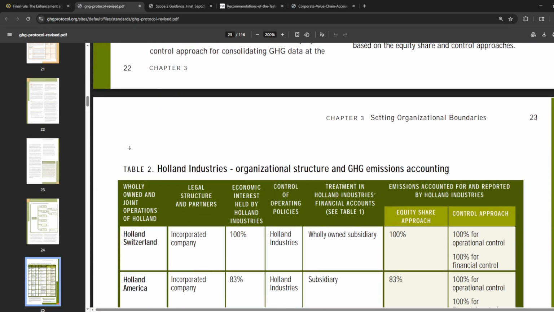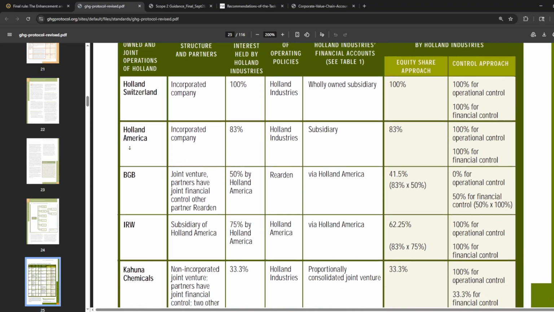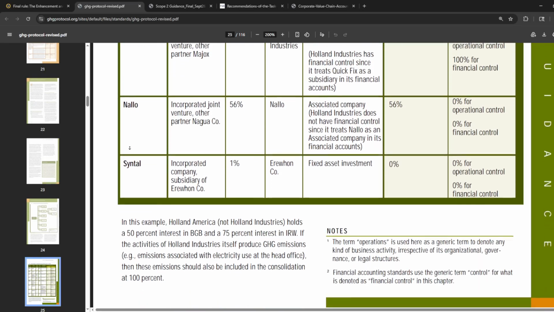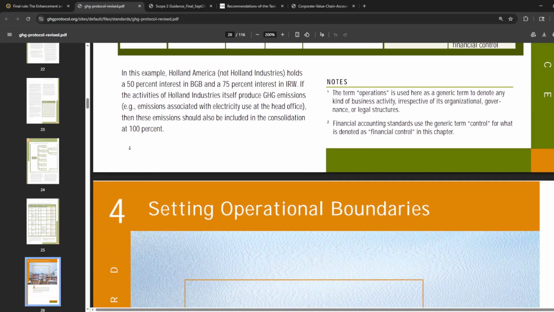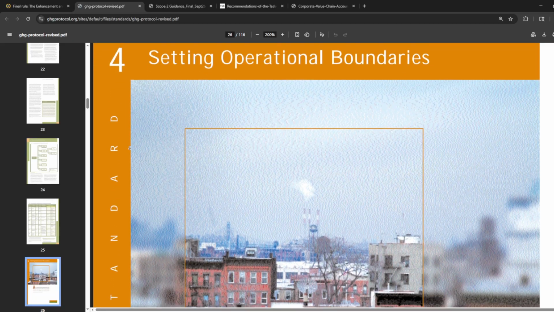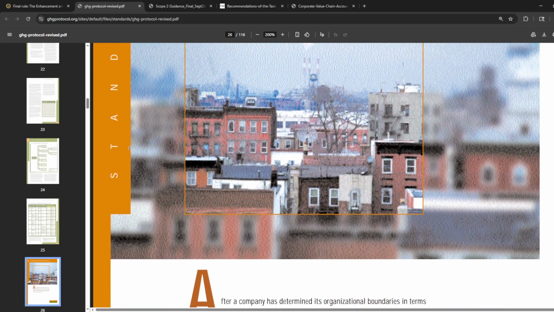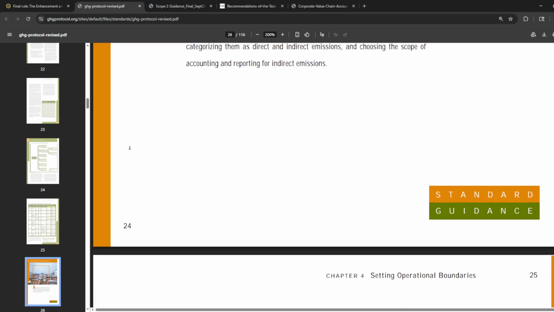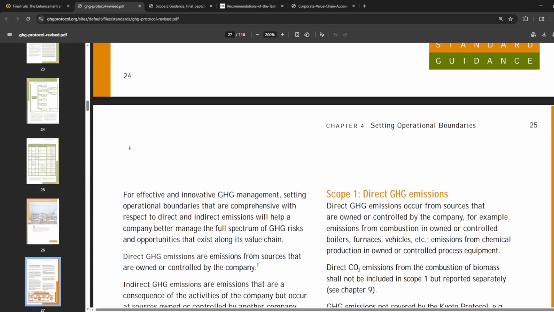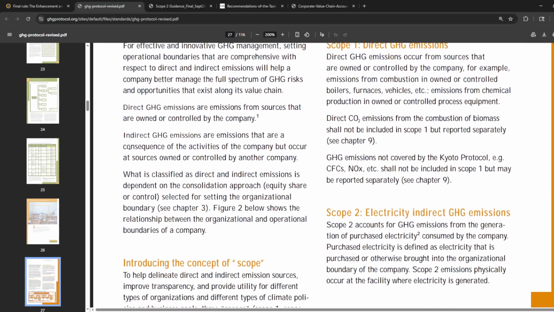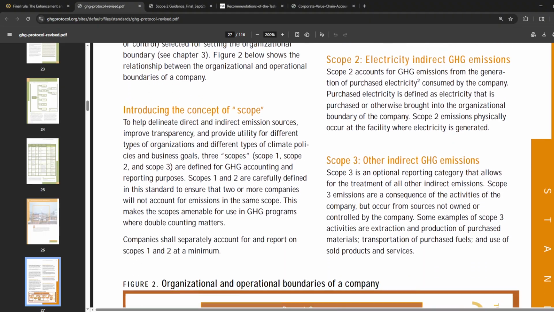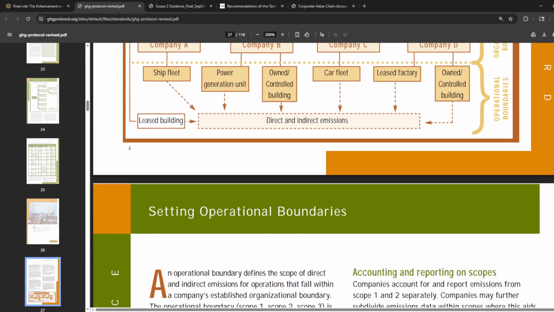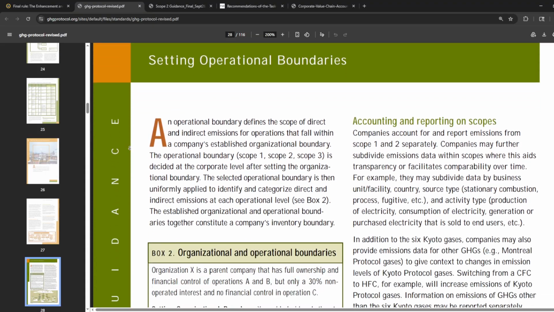The second is the market-based method. This allows companies to account for their specific choices in energy procurement. If your corporation buys renewable energy certificates or signs a power purchase agreement for wind energy, the market-based method reflects those lower carbon choices. Most regulatory frameworks now require companies to report using both methods. This dual reporting provides transparency to investors about both your physical impact and your strategic efforts to purchase clean energy.